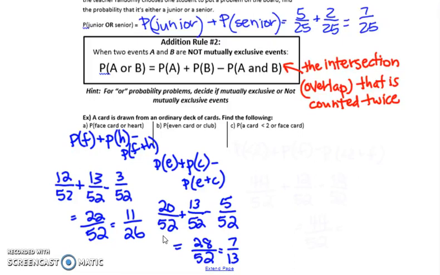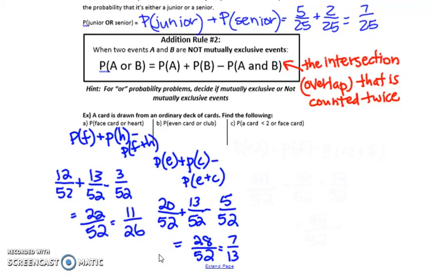So that's where we get the 20 out of 52. Just like the last suit we were talking about, even though it's clubs and not hearts, still the same amount of them, so 13 out of 52. And then the even numbers that are clubs, there's 5 of them, so we subtract the 5 and get 28 over 52, which reduces to 7 out of 13.